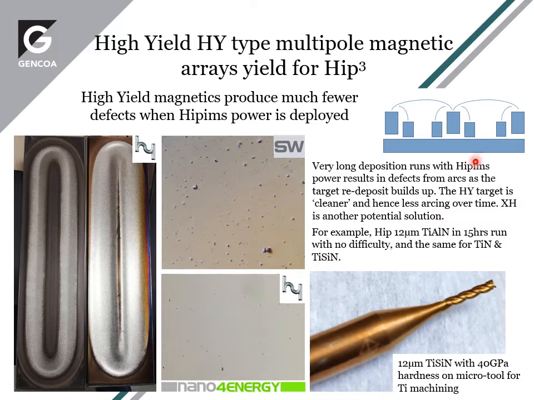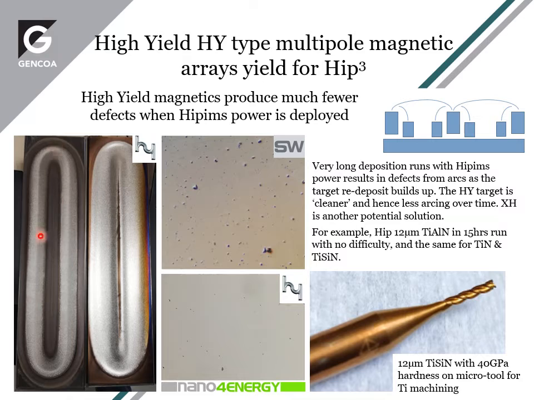There's lots of detail, but this is just something to highlight with the high yield, the difference between the balanced two-pole and the high yield design. Sometimes it's also in the process detail. So this is an example from Nano4Energy in Spain, who we collaborate with, and it's working with high PIMS plasma, a certain mode of high PIMS. Same process, same materials being deposited, same powers, etc.